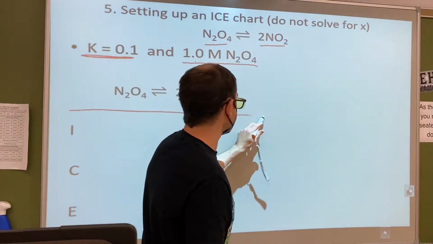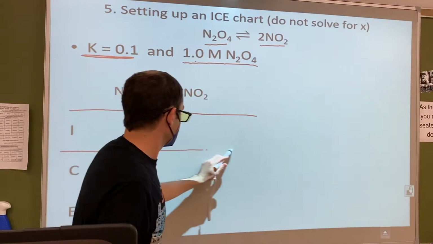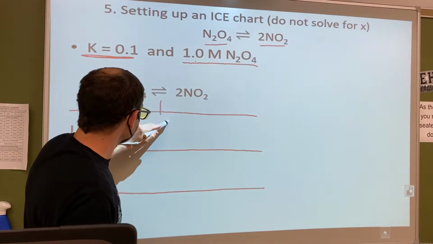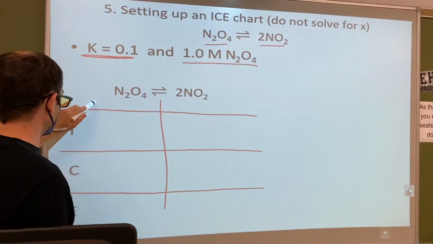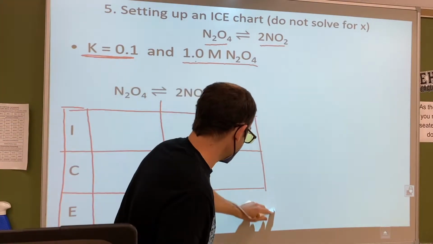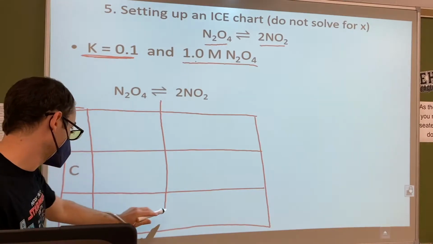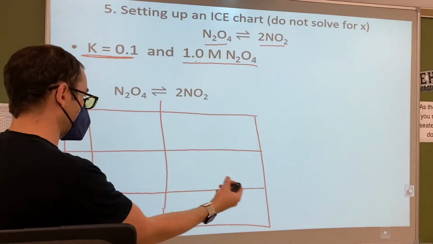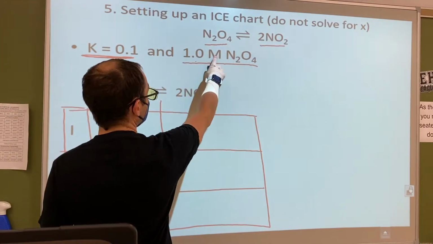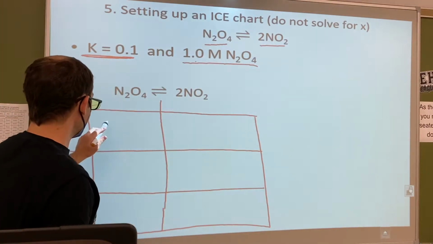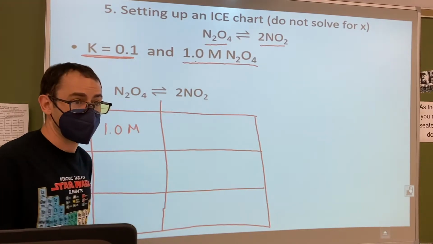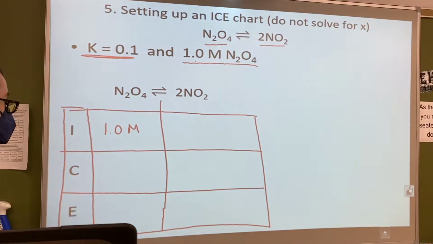So we need to set this up like a chart. And then we'll fill in some stuff. So it's kind of like a big box. And you can wait to fill it in until you see what I'm going to put in there. But it'll kind of look like this chart here. And because we have 1 molar of N2O4, we actually write that here. All right, that's how much we started with.